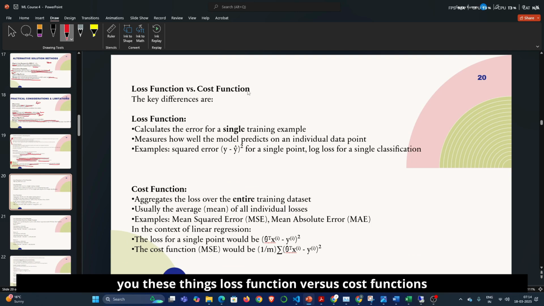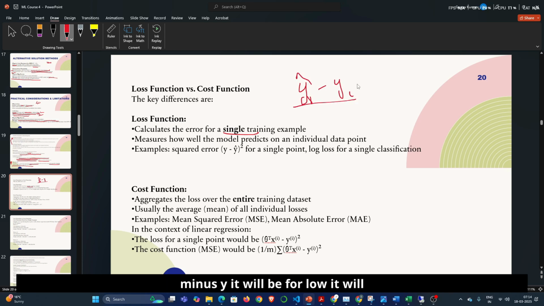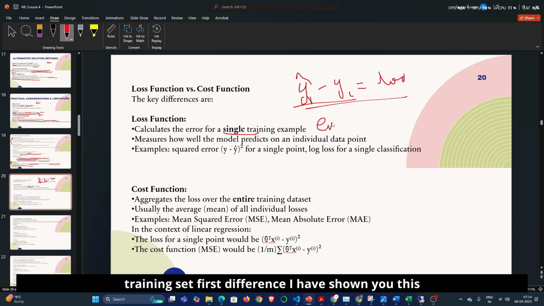Loss function versus cost function. A loss function calculates the error for a single training example. If I am considering y hat minus y, that is the loss function. The cost function is for the entire training set.